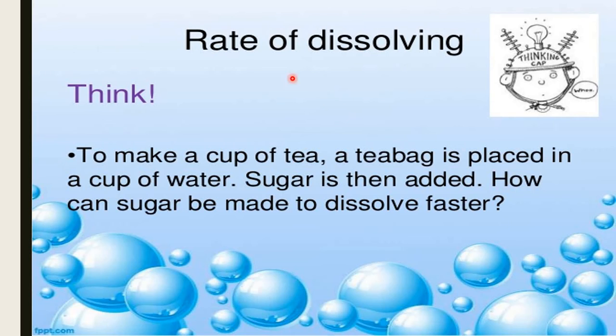Rate of dissolving. Let us think. To make a cup of tea, a tea bag is placed in a cup of water. Sugar is then added. So how can sugar be made to dissolve faster? Let's see in the next slide.